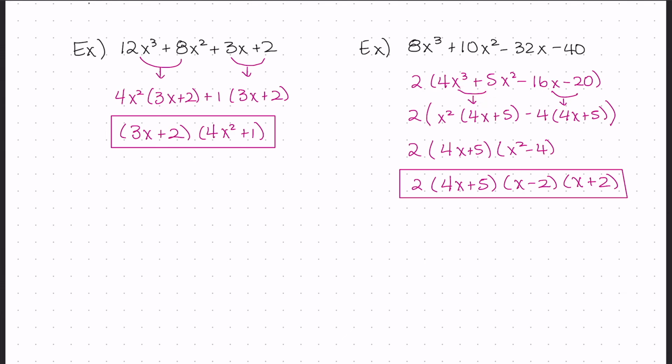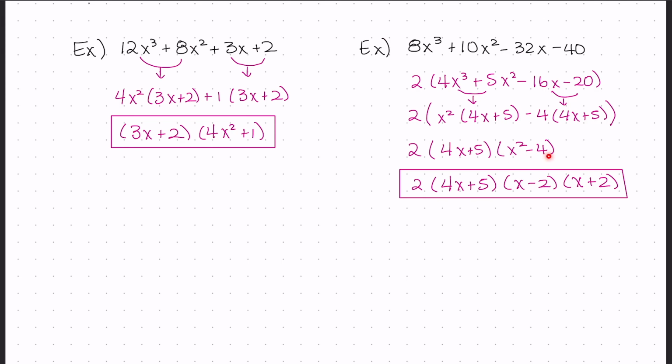There is a common factor of x squared that can come out, which leaves us with 4x plus 5. This time, again, we're leading with a negative, so I'm going to factor out a negative, and there's a 4 in both of those numbers. So I can factor out a negative 4, which leaves me with a positive 4x and a positive 5. And the 4x plus 5's match, so that's good. That's one of our factors. And then we have x squared minus 4 as my other factor.